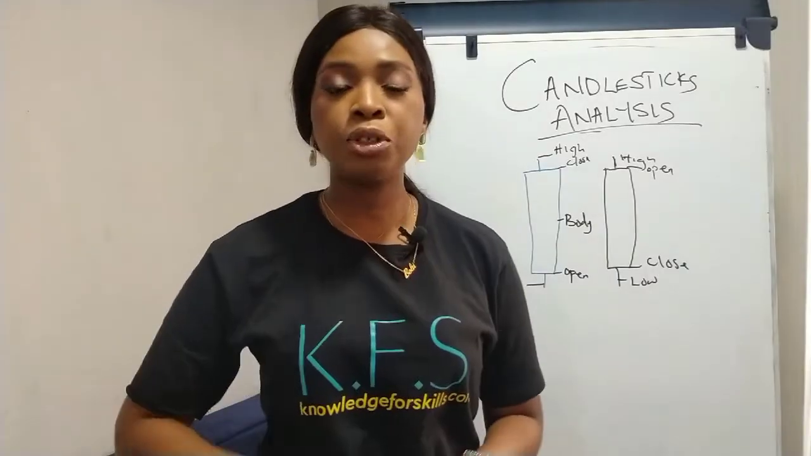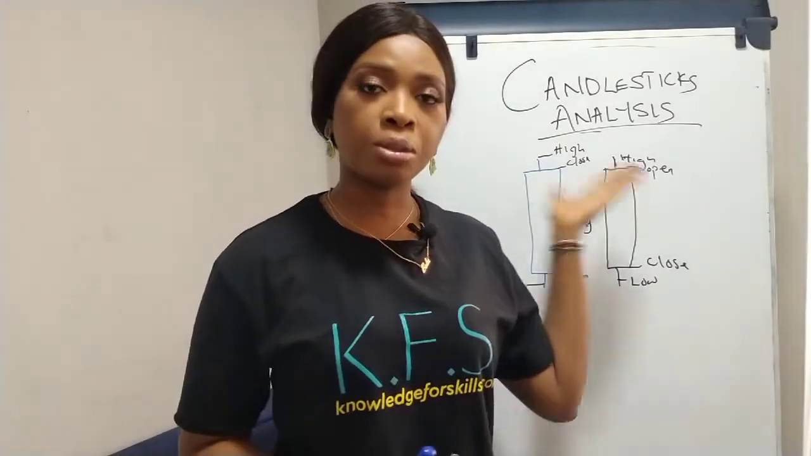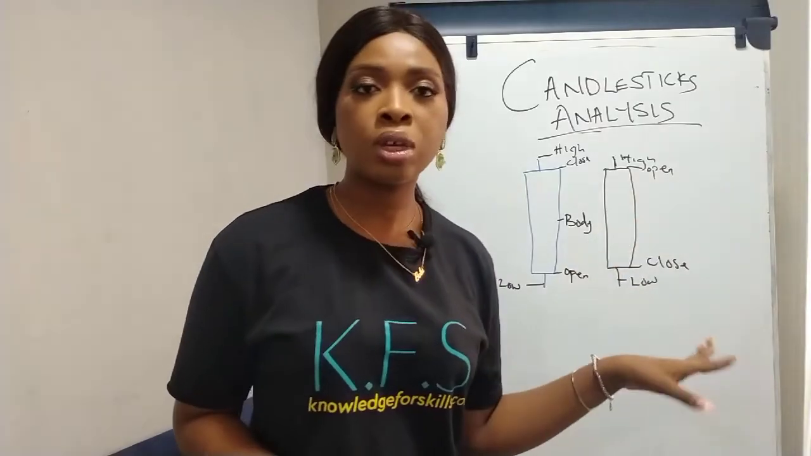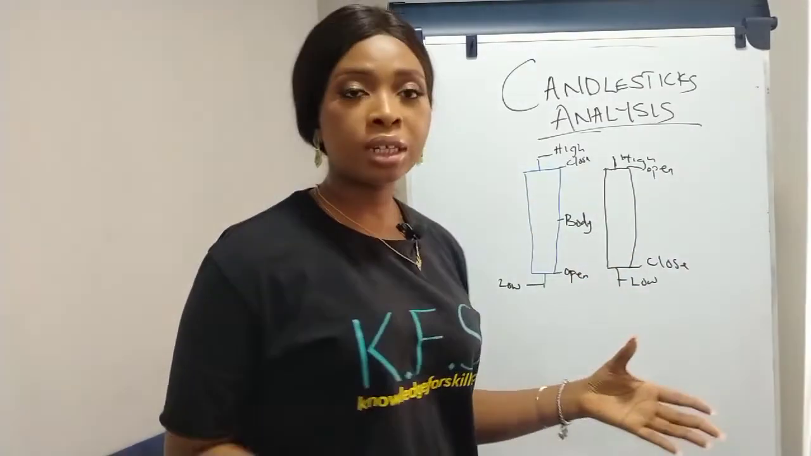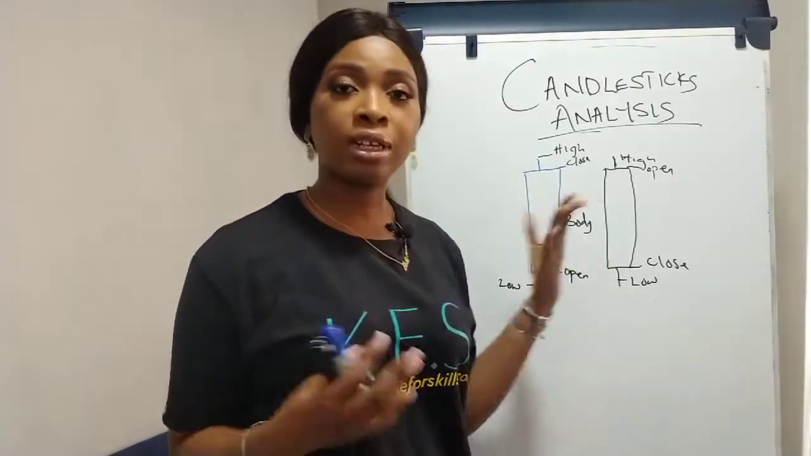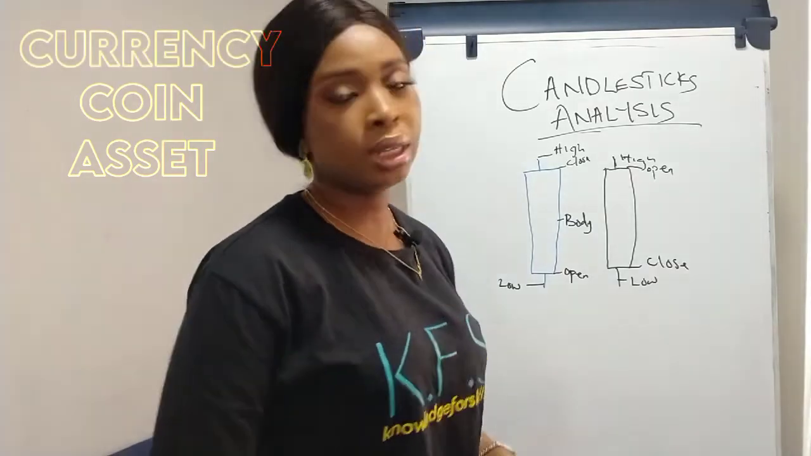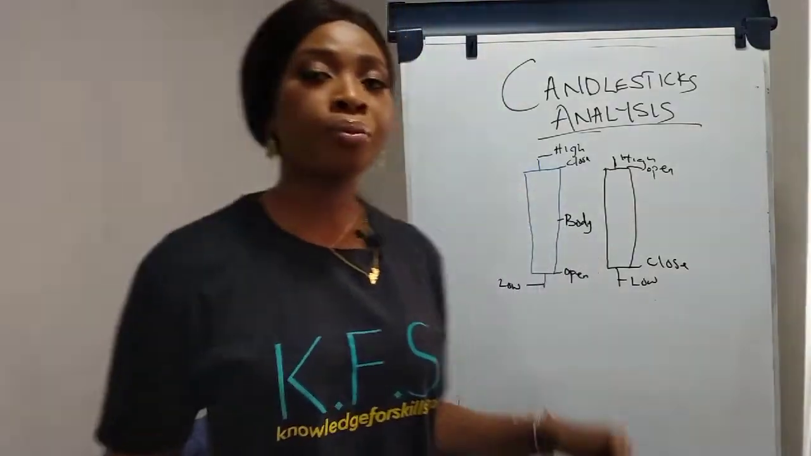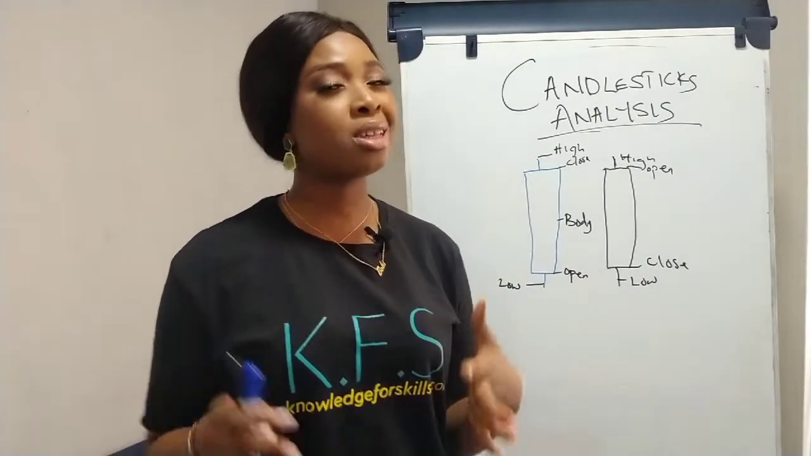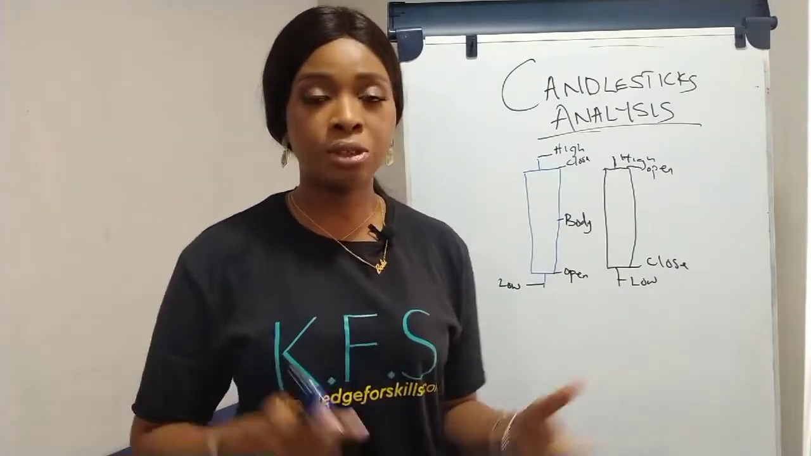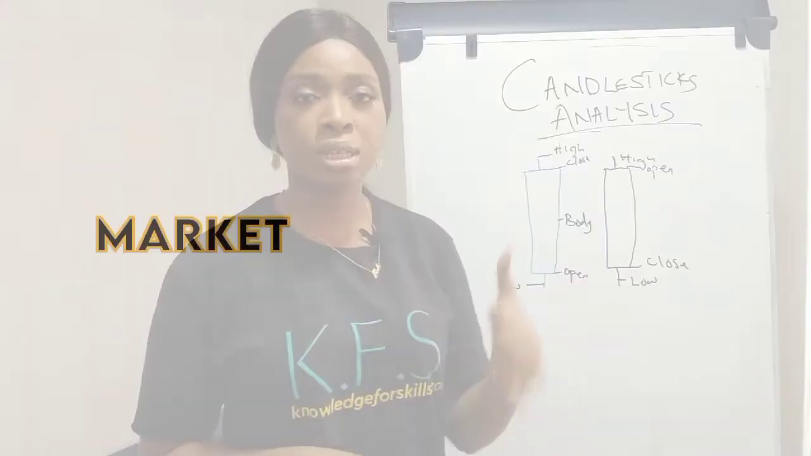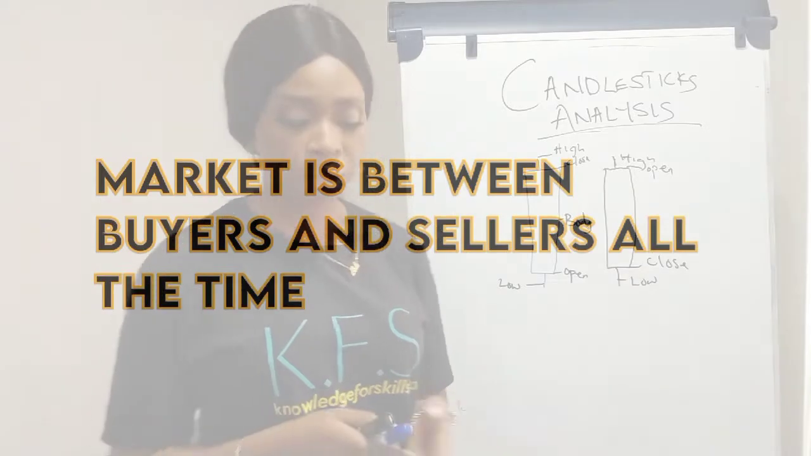Now, I'm sure you've seen on a lot of charts, Japanese candlesticks, a lot of red and green candles, represented on the charts, right? This represents the price of an asset, a coin or a currency. Japanese candlesticks are very popular. Why? Because they tell a story and let the trader understand what is happening in the market, because the market is between buyers and sellers all the time.